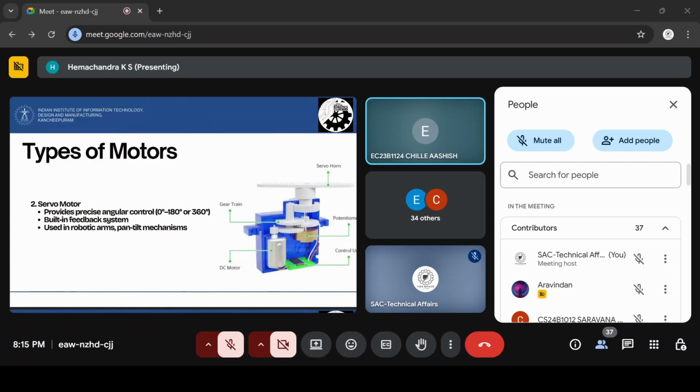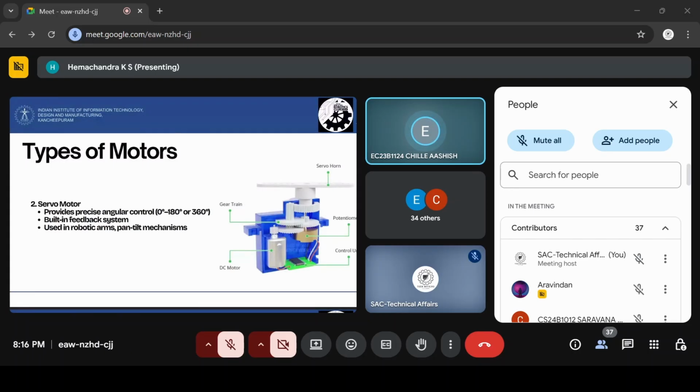Yeah. Coming to the servo motor, a servo motor is a closed loop system comprising of a DC motor. Basically, a small DC motor is situated inside the servo motor. A servo motor consists of a DC motor, a gear train, a potentiometer, and a control circuit. So basically, what happens in the servo motor is the motor drives the output shaft through gears, which increases torque.